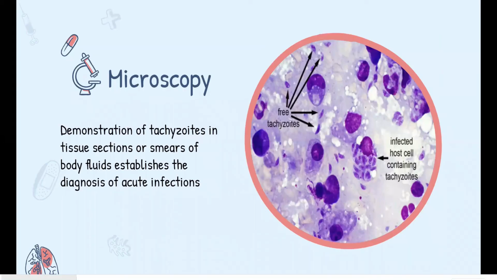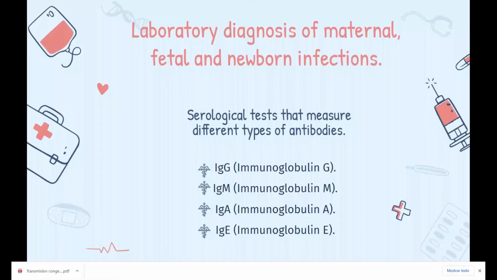cytomegalovirus. My name is Claudia, and I'm going to talk about the microscopy of toxoplasmosis. The demonstration of tachyzoites in tissue sections or smears of body fluids, for example cerebrospinal fluid, establishes the diagnosis of acute infection. Multiple cysts may be seen near an area of necrotic inflammation. Giemsa stain helps to identify microorganisms in cerebrospinal fluid or biopsies of affected tissues.